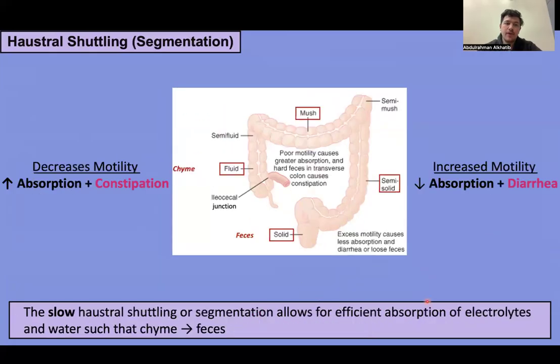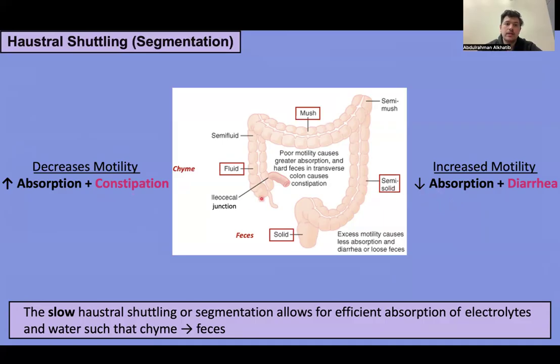Now, if we have decreased motility, that means that we are increasing the absorption of the water and we may end up in a constipation. On the other hand, if we are increasing the motility, that means that we are decreasing the absorption and we may end up in a diarrhea. And both of these are not good. So the key here is to maintain a balance between these two.